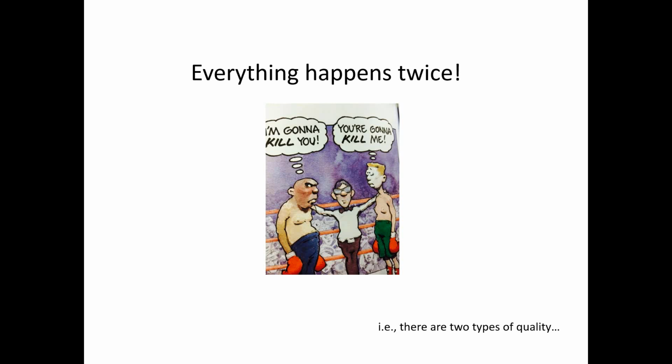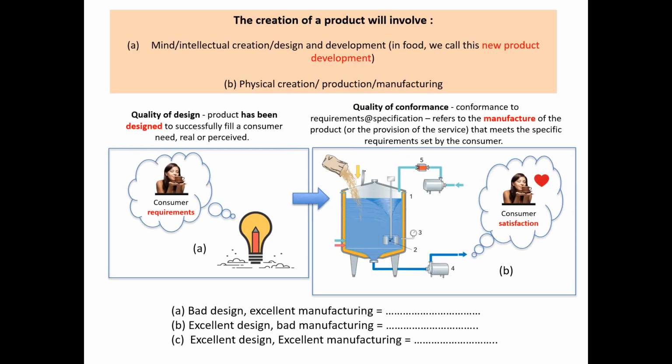There are two types of quality. Number one is the mind, or the intellectual creations. In the standard 9001:2015, this is called design and development. In food manufacturing, we call this new product development. So it is actually quality of design.